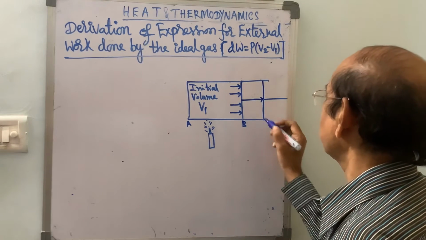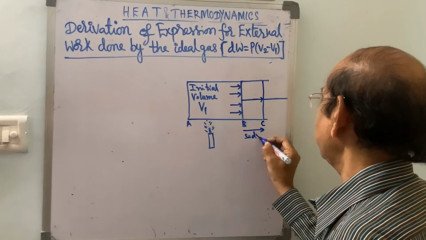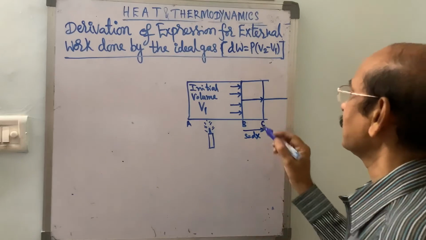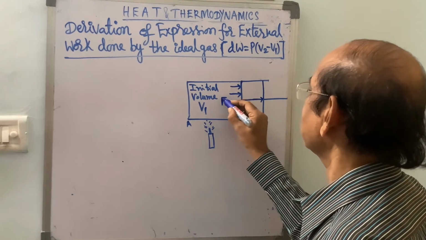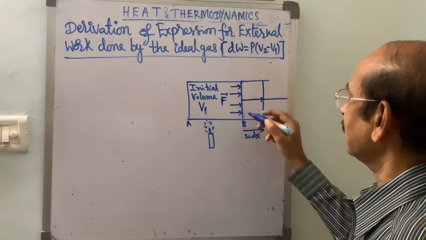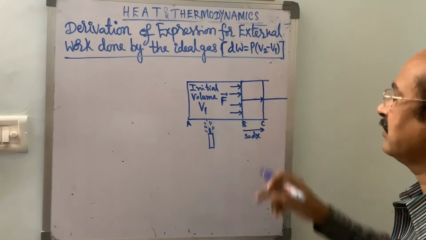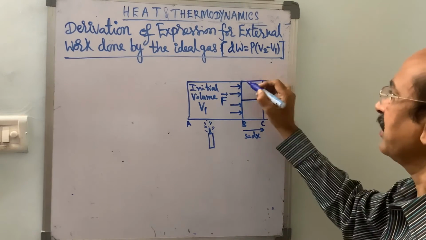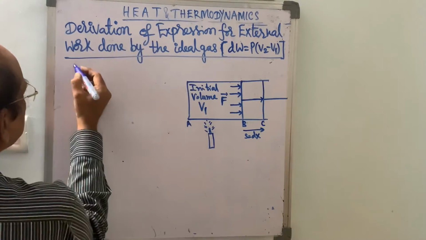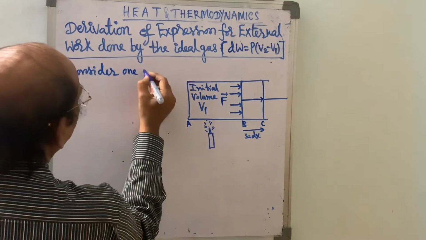And this piston moves to this side. So this distance, let it be dx, the distance traveled by the piston B. So let the force applied by the gas be F. Let the piston of area, if it is a circular piston, pi r square, or if it has length and breadth, then area of the piston be L, length into breadth. So consider 1 gram molecule of gas.